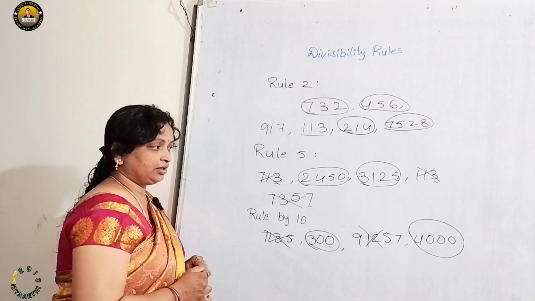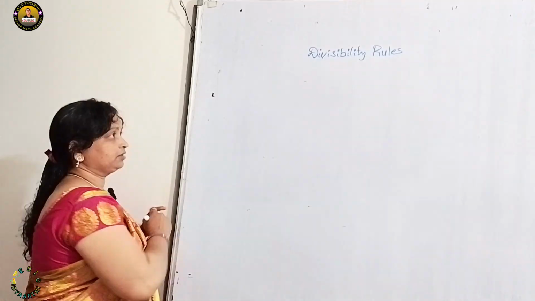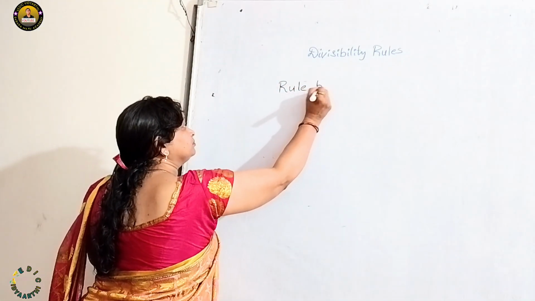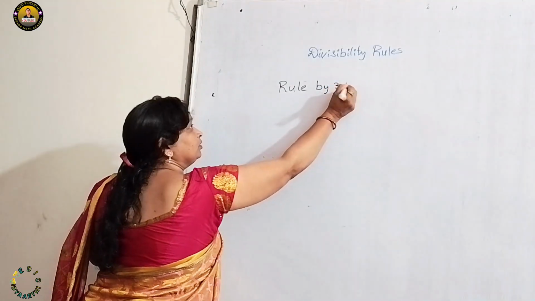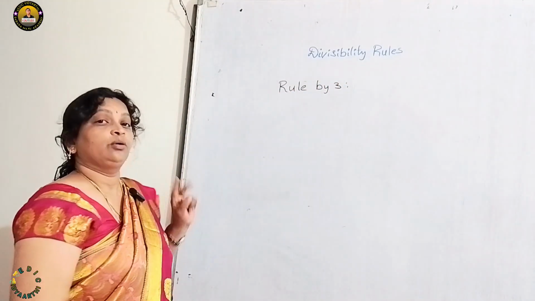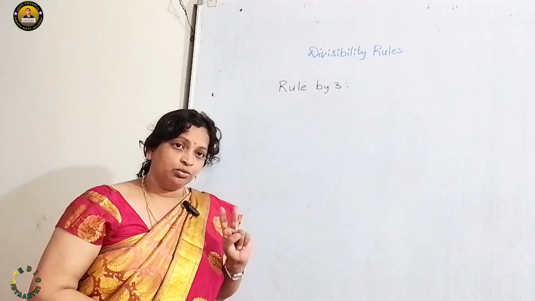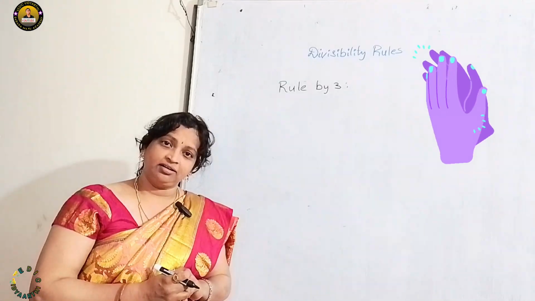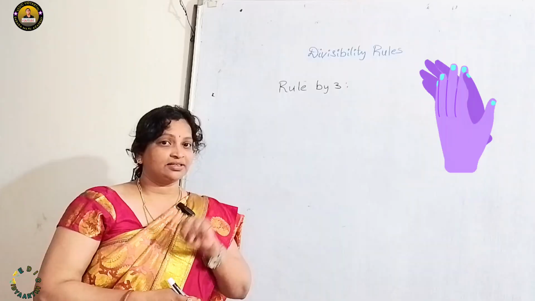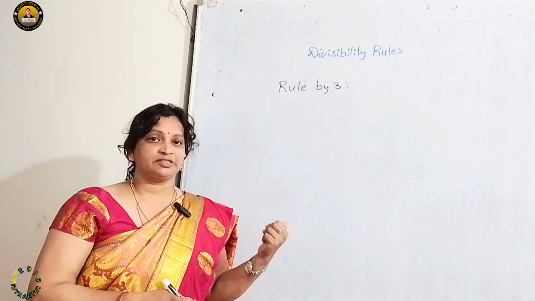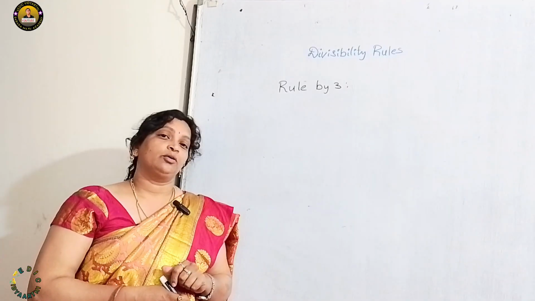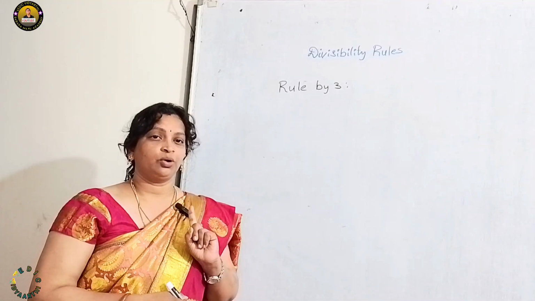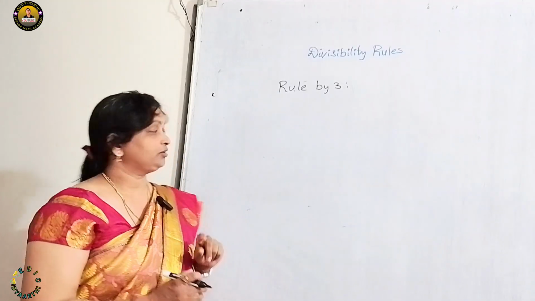Next, we are going to learn now 3, 6, 9. Now, rule by 3. What is the divisibility rule by 2? All even numbers are divisible by 2. Rule 5: if the last digit is either 0 or 5, then it is divisible by 5. What is rule by 10? The last digit should be 0. Only 0.